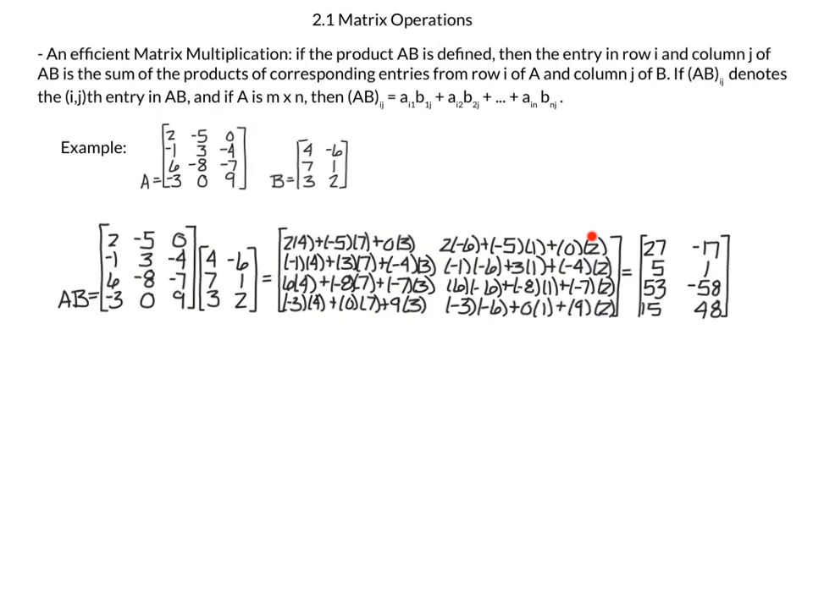Then for here, we're in the second row, first column, so taking the second row times the first column: negative 1 times 4, 3 times 7, and negative 4 times 3. And here we're in the second row, second column: negative 1 times negative 6, 3 times 1, negative 4 times 2. You can calculate the rest, and we'll get this final matrix: 27, 5, 53, 15, negative 17, 1, negative 58, and 48. I don't know whose idea it was to have such big numbers, but here's the solution.